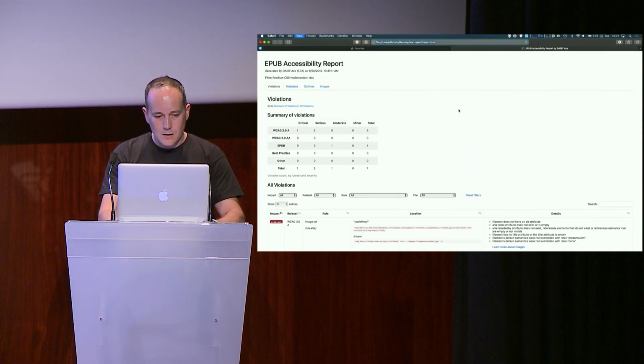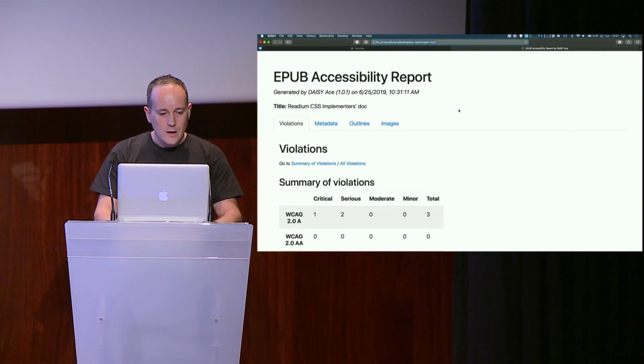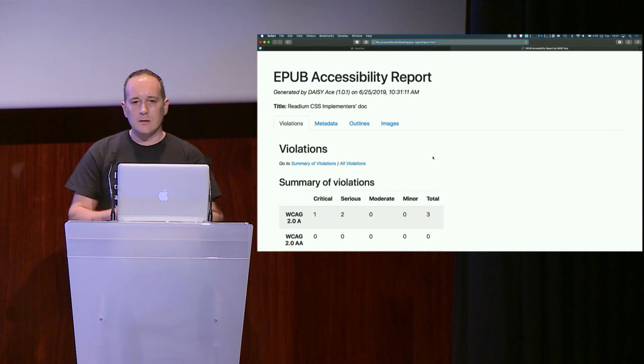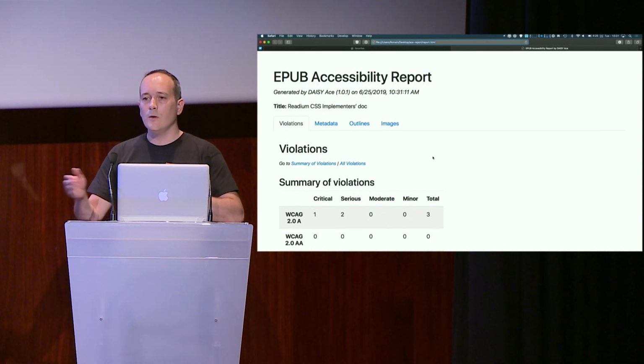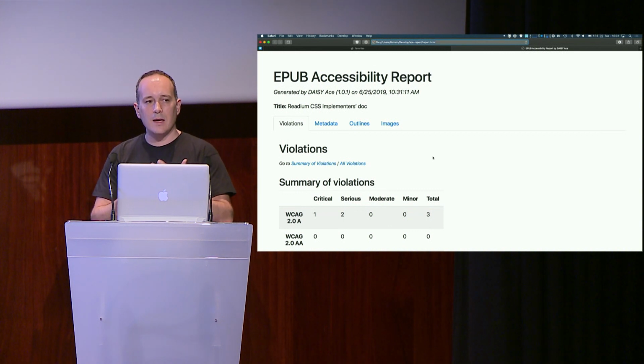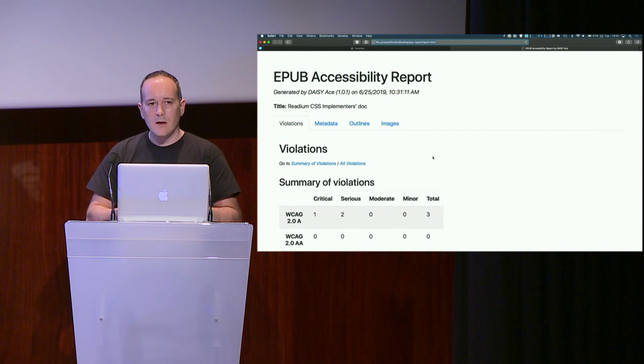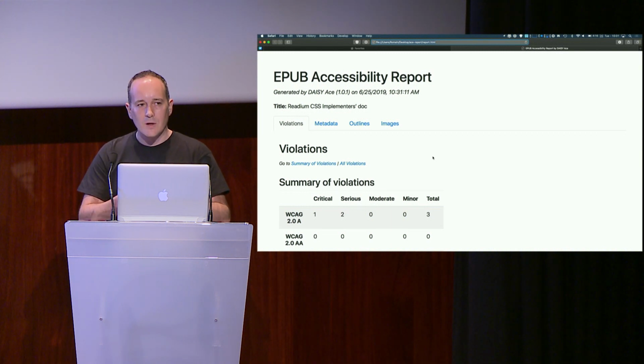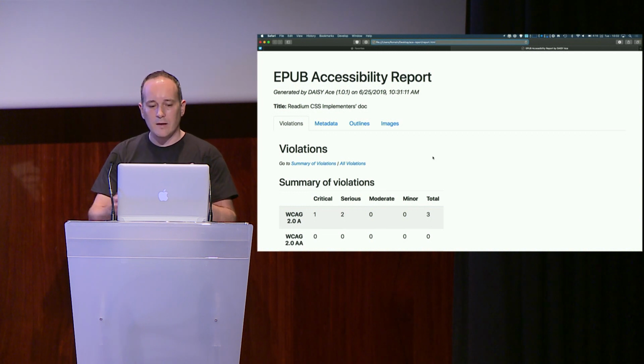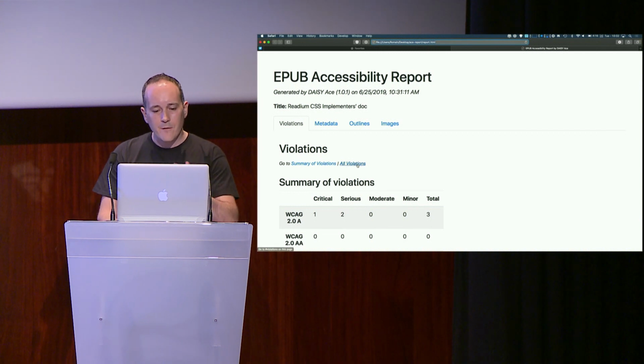I'm going to zoom in a bit. So basically, ACE does a few things. It runs automated checks, which identifies known violations, accessibility violations in the content. It also runs data extraction, so it extracts interesting bits of data from the EPUB that can help you evaluate accessibility. So there are four main tabs there in the report.